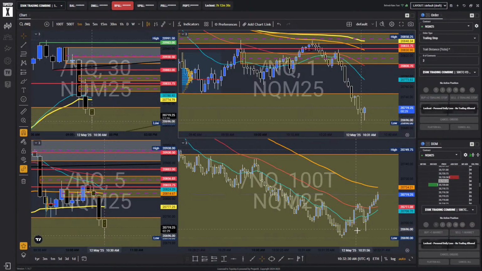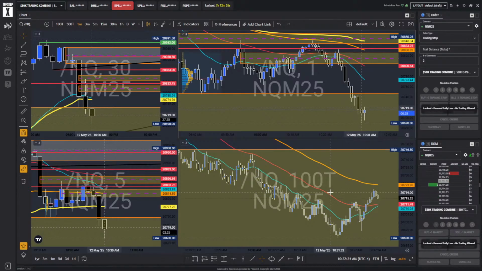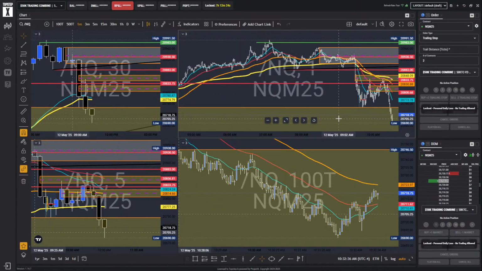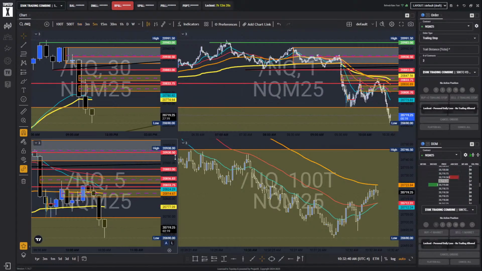Pullbacks slowly continue through. We do see some resistance. The market is saying, hey, hold on. It might pull back here. Just might do that little thing.